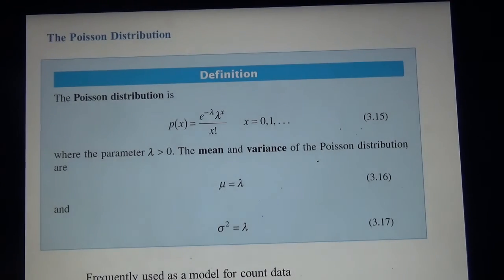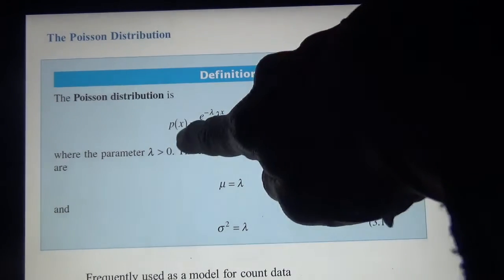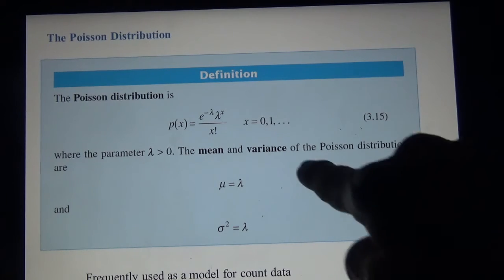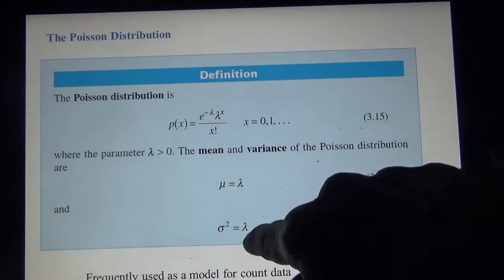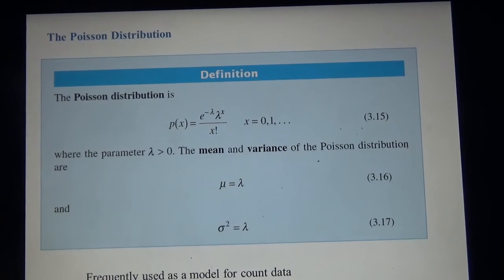And here comes the Poisson distribution. You see the formula here. The probability of x number of defaults is e to the power minus lambda, lambda to the power x, all over x factorial. The mean and the variance of the Poisson distribution are the same.